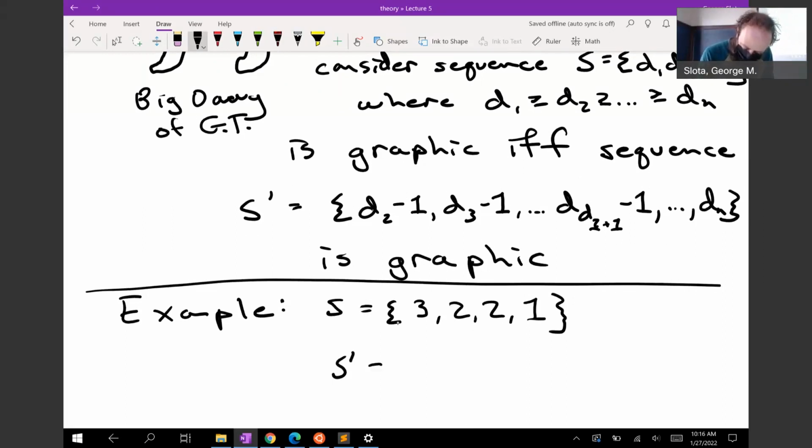Essentially, we remove that original value, and then we decrement by 1 the next number of integers in our sequence, according to that value. So our S prime is defined as 1, 1, 0.